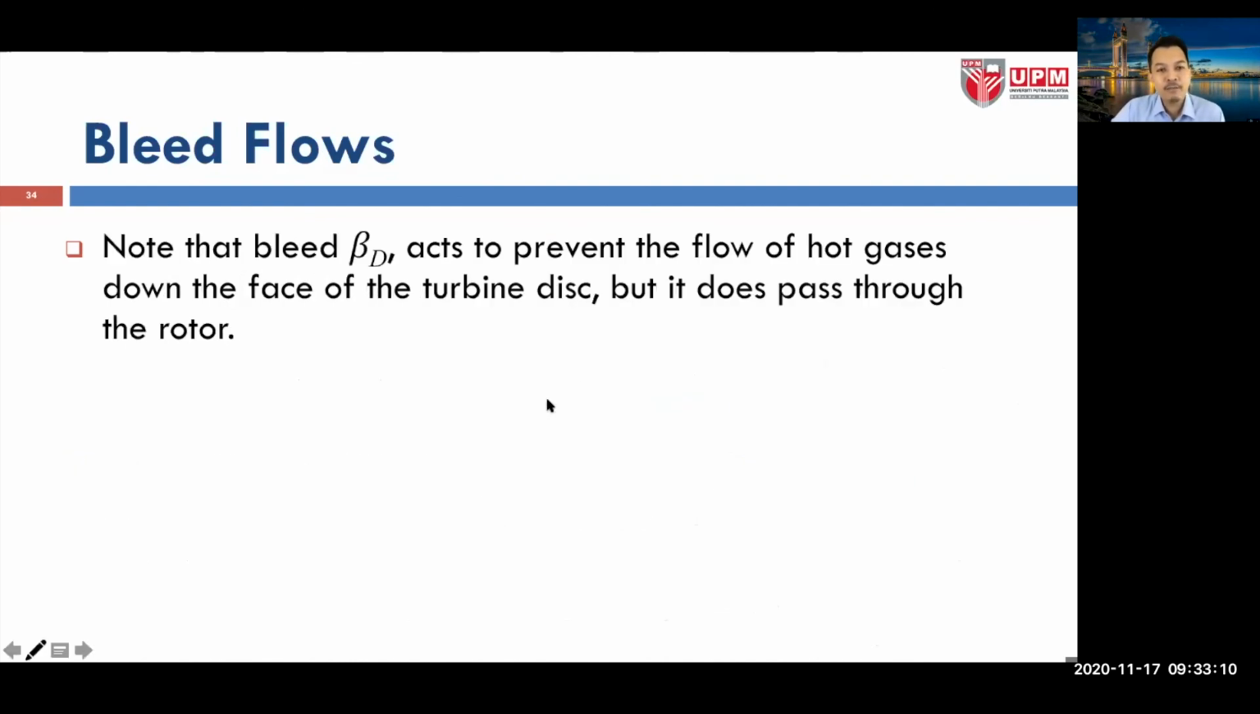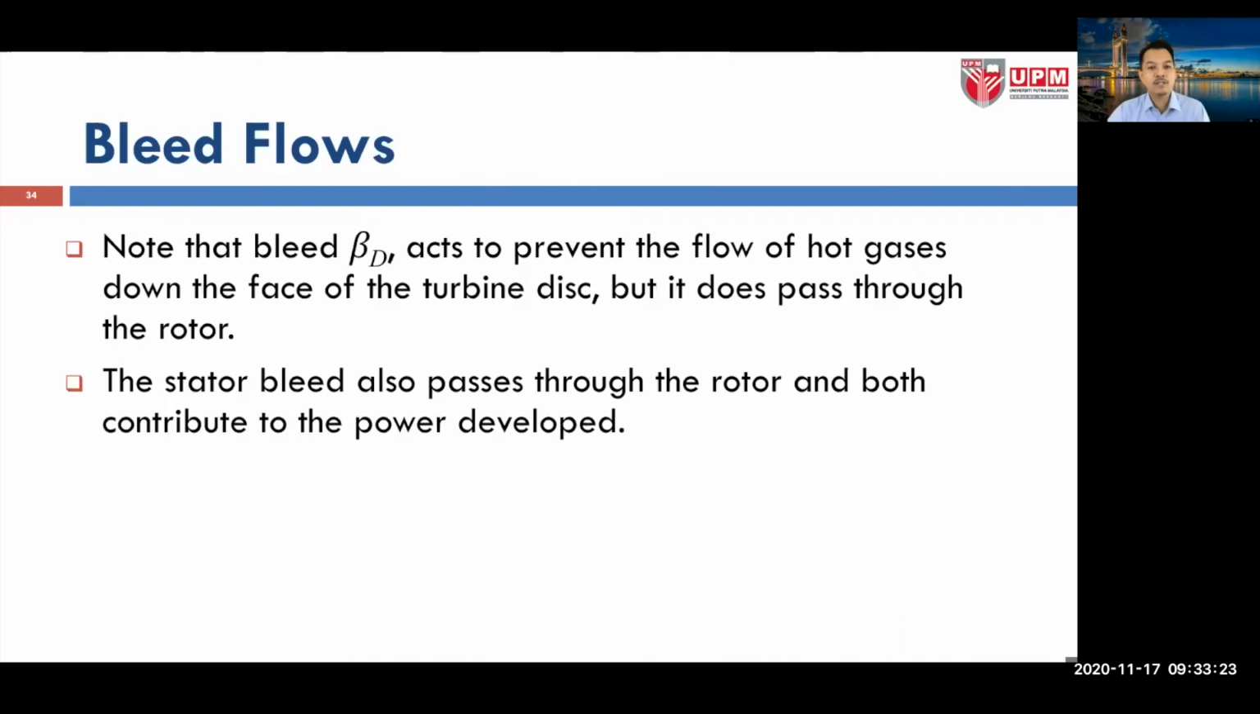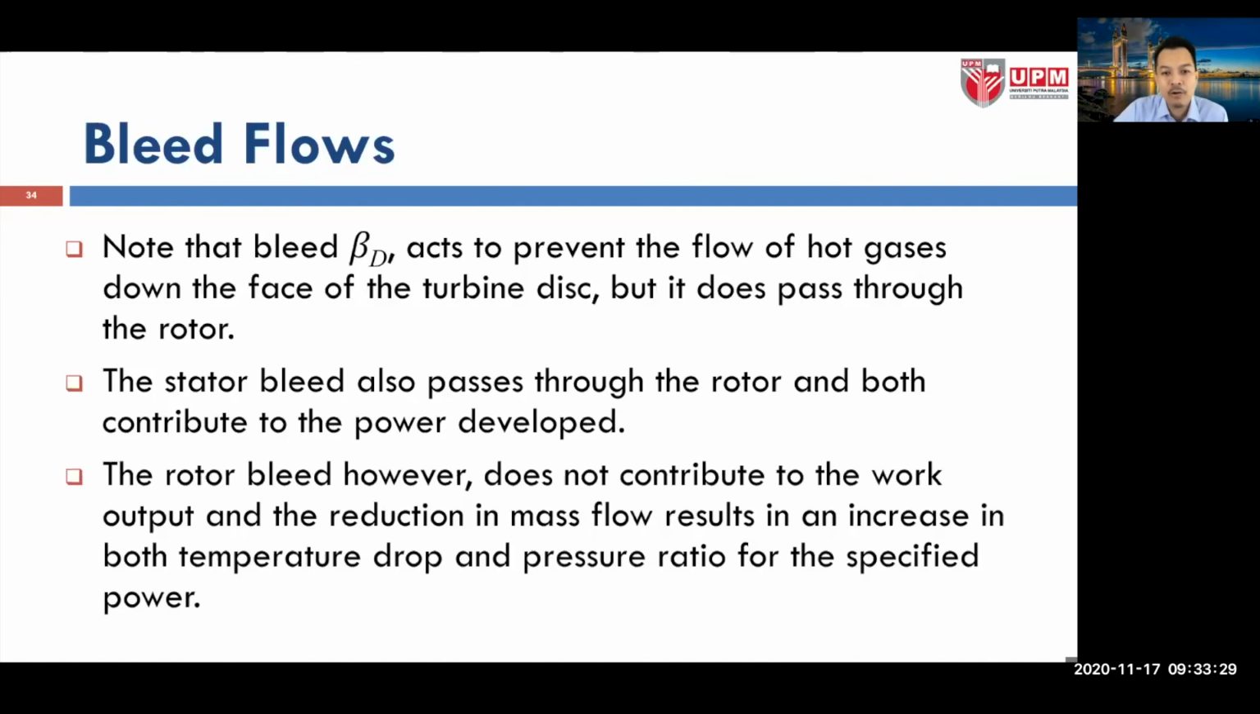Note that the bleed beta D acts to prevent the flow of hot gases down the face of the turbine disc, but it does pass through the rotor. The stator bleeds also pass through the rotor, and both contribute to the power developed. The rotor bleed, however, does not contribute to the work output, and the reduction in mass flow results in an increase in both temperature drop and pressure ratio for the specified power.